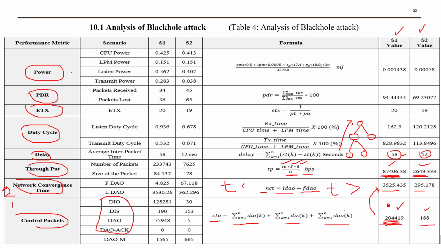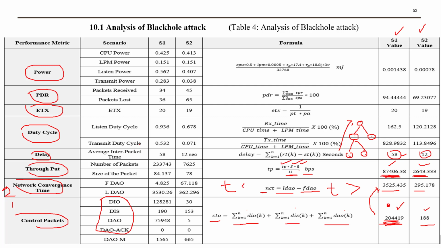Then the next one is the duty cycle. So what does duty cycle mean? This is related to power. I will explain what this is, the duty cycle. Now, listen duty cycle and transmit duty cycle. There are two things available. What does the listen duty cycle mean? A node is listening for the data to come. So for that we need some power, some electricity.